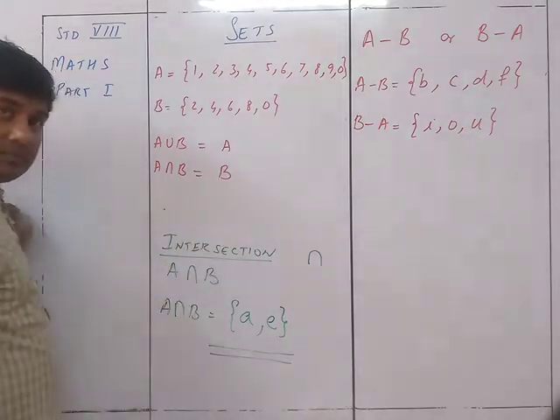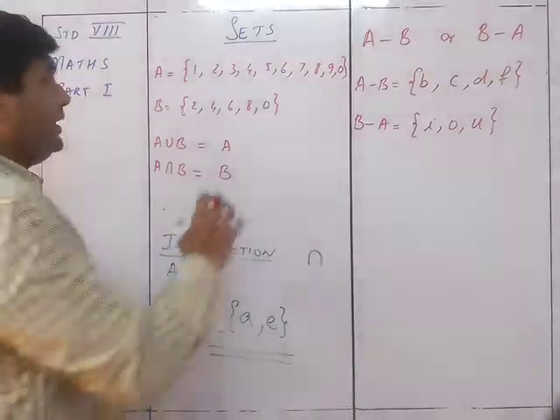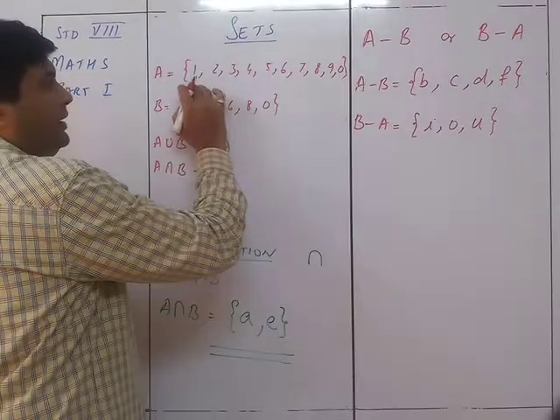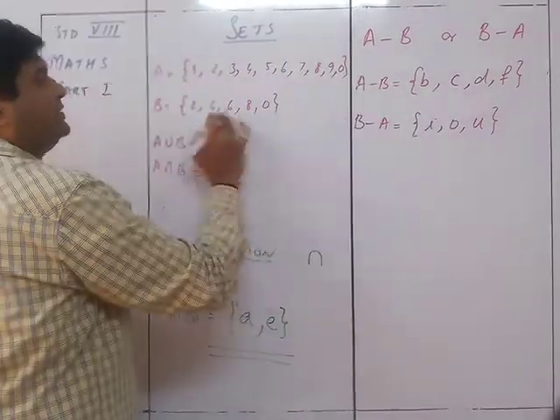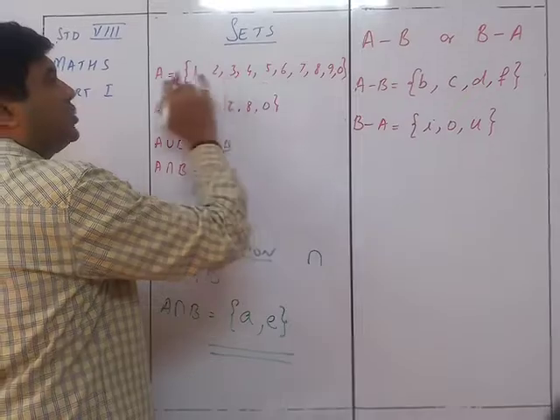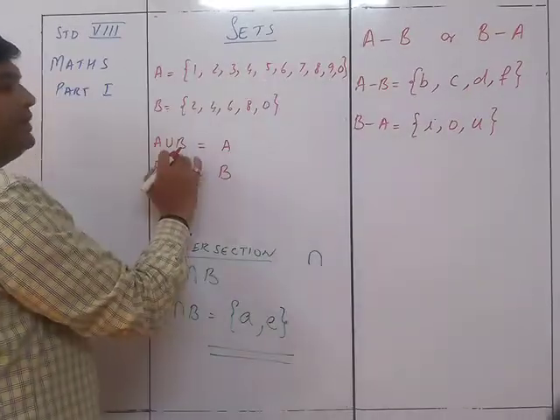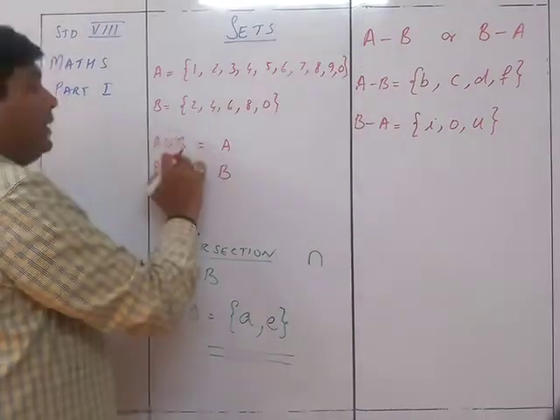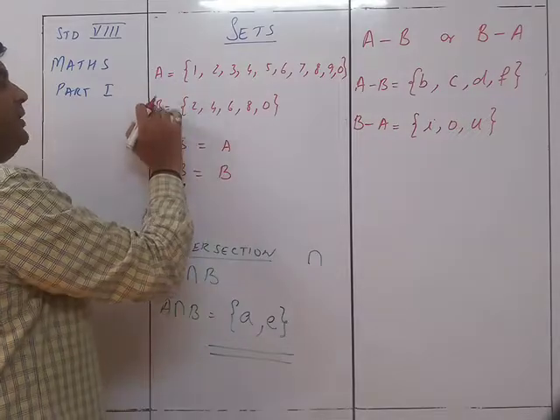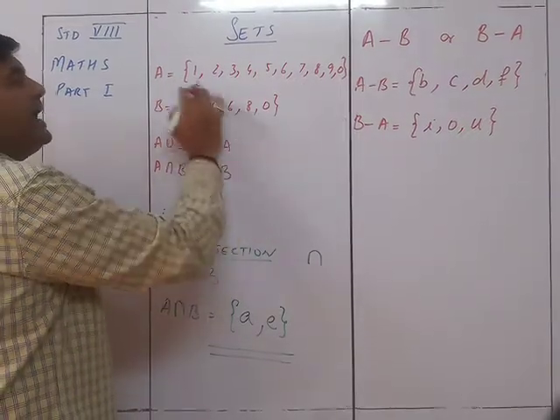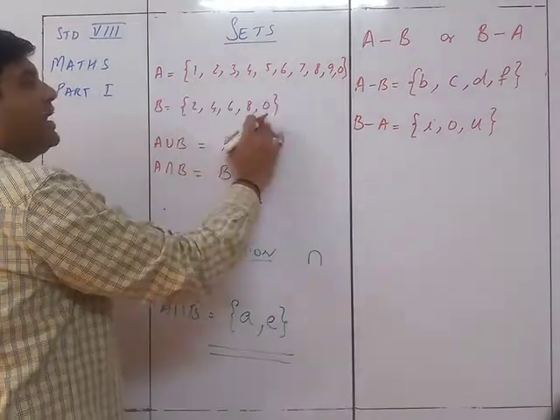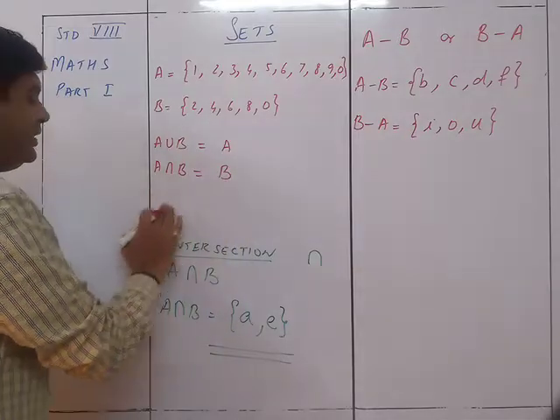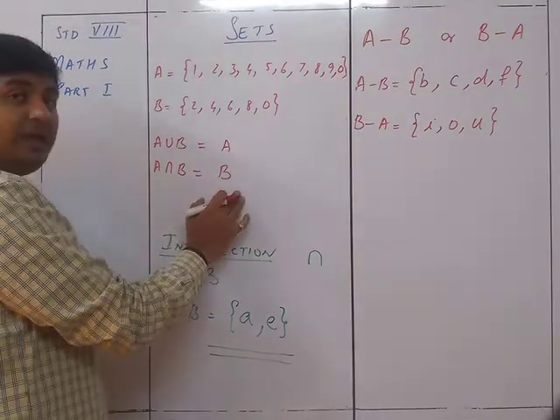itself. See this. A union B has all the values of this and all the values of this. This is already present over here. So all the values of A become A union B. A intersection B, you know that all the values of B are there in A. So those are the values which are going to be A intersection B. So A intersection B will be B.